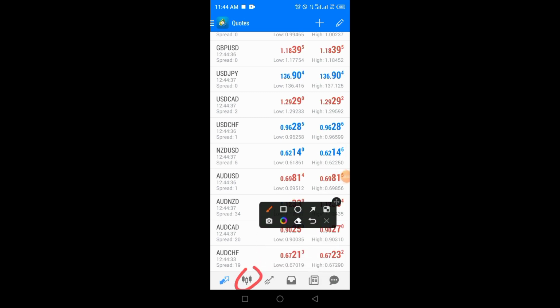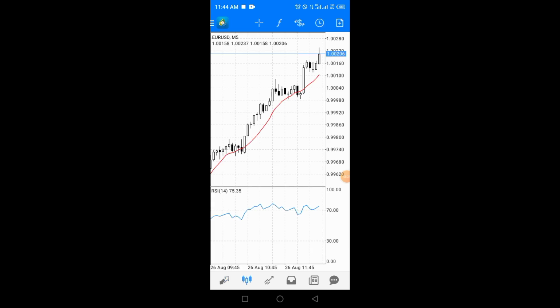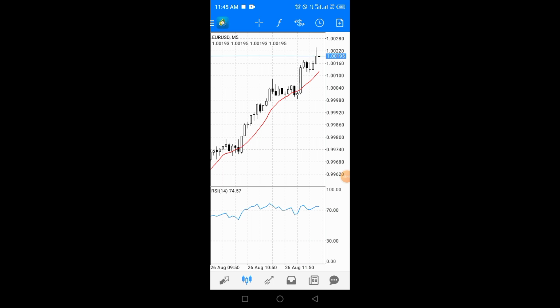So let's go to the chart features and see what it has for us. Once you tap on that place, it's going to open the chart. We are currently on the chart of Euro US dollar. Euro US dollar is a currency pair on its own, and this is the chart of the Euro US dollar. This is where you would analyze and decide whether you want to buy or sell.